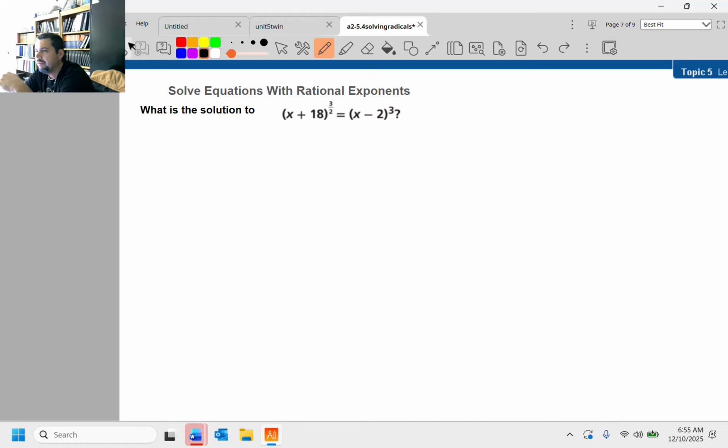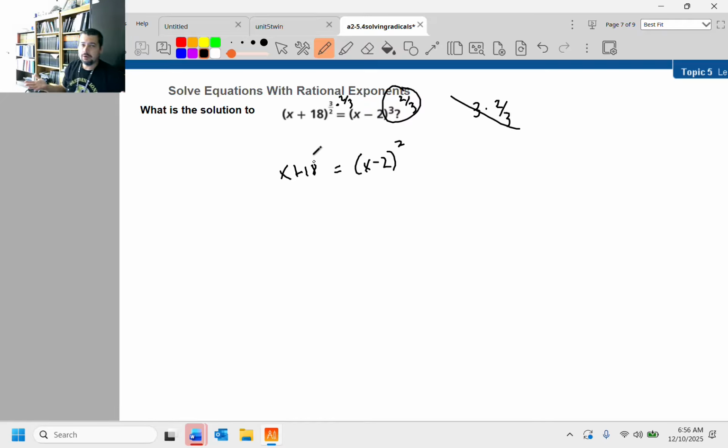All right, so the funnier looking exponent is where I would start this one off. I'm going to raise both sides to the reciprocal of 3/2, which is 2/3. Now let's think about this one. This is 3 times 2/3, the 3's cancel. This makes the right hand side (x − 2)^2. Left hand side is now x + 18.